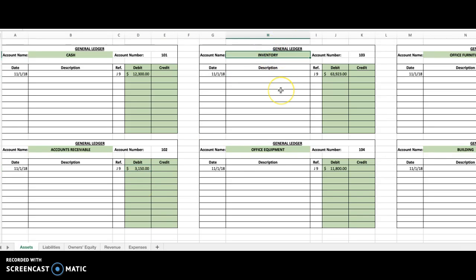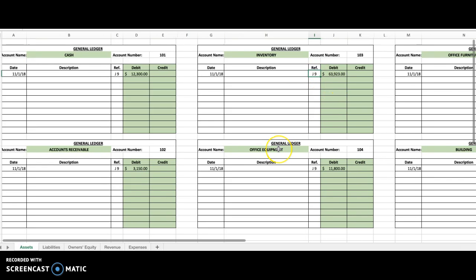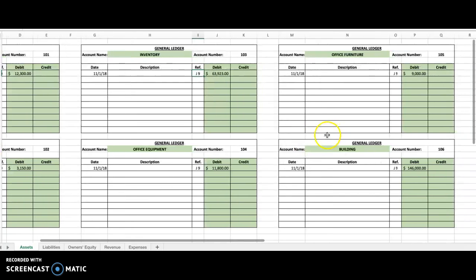Up here, inventory is, again, an asset account. This is an account that's going to show what we own and that we intend to sell. So this would indicate that we have on our shelves, as of November 1, some kind of a product that's worth $63,923. So it's something of value, and it has increased in the past. It has a debit balance. Again, coming from Journal page 9. You would see the same thing with office equipment, office furniture, and building. All of these are asset accounts.